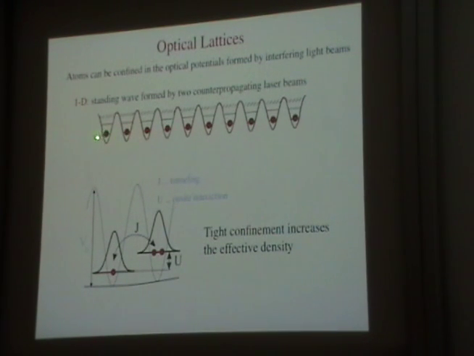But what happens when you confine the atoms in the optical lattice is that if I have more than one atom and they're both confined in the optical lattice, then there's going to be an interaction between the two. And if the confinement's tight enough, because the interaction basically goes like the density, you find that the interactions here can be really strong if you confine the atoms to a very small volume. So by increasing the depth of this optical potential, you can get the atoms to squish up at the bottom and get a very strong interaction.